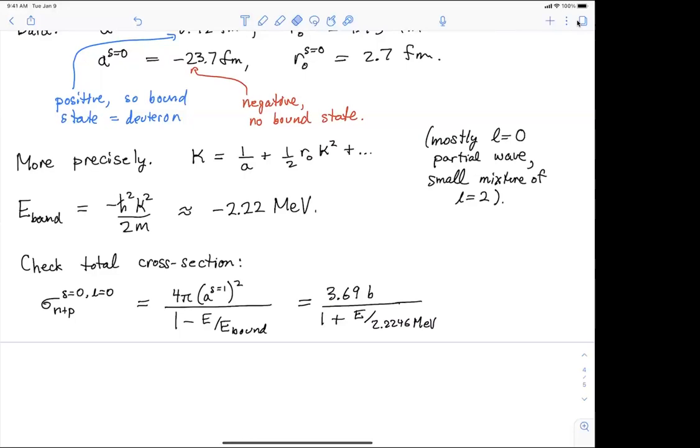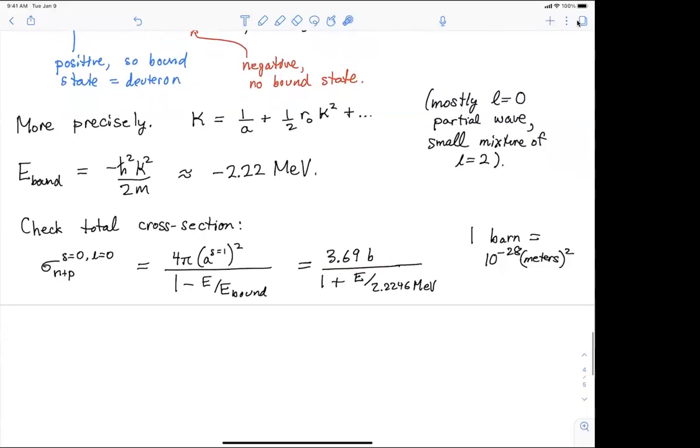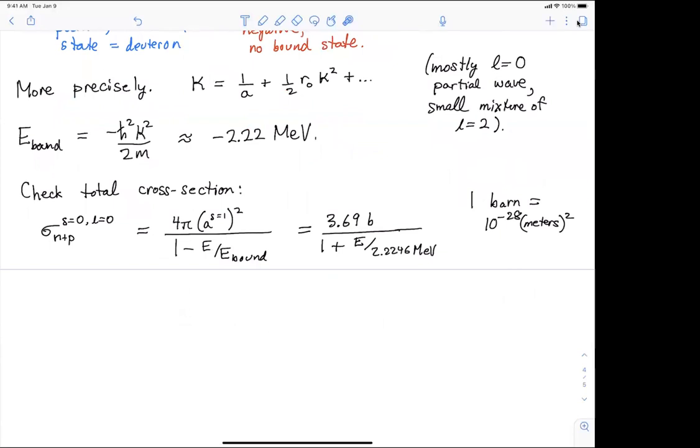Okay, and 1 barn. A barn is a unit of cross section, which is about 10 to the minus 28, well, not about, it's 10 to the minus 28 meters squared. It's got units of area. And the reason it's called a barn is because there was an old joke that in nuclear physics the cross sections are so large, they come out in barns, like here it's 3.69 barns. And so hitting a target with that large of a cross section is as easy as hitting the side of a barn.